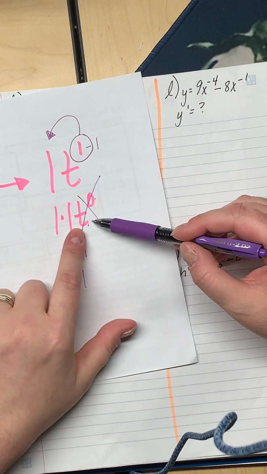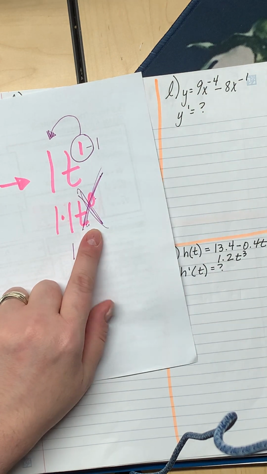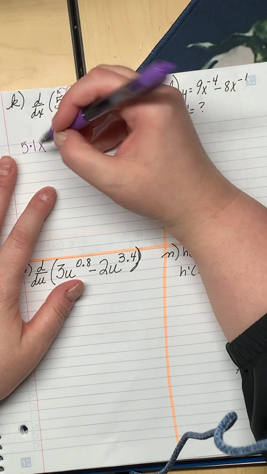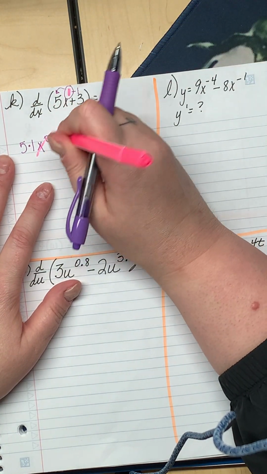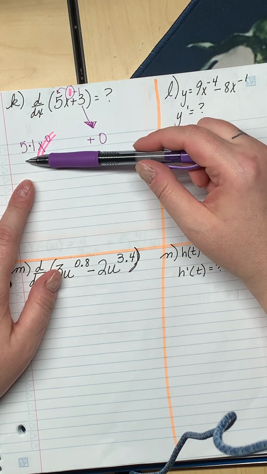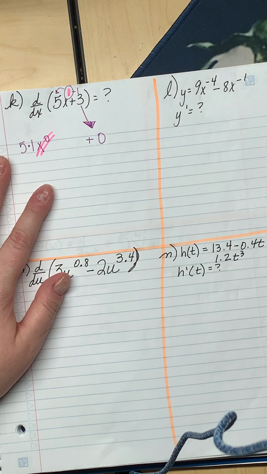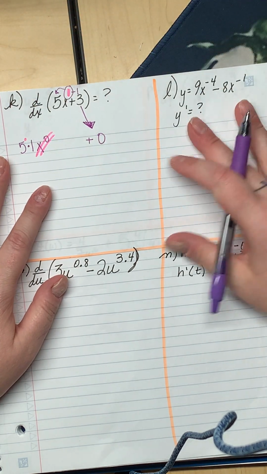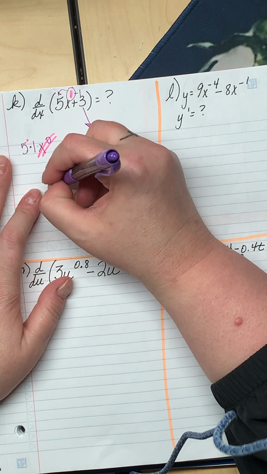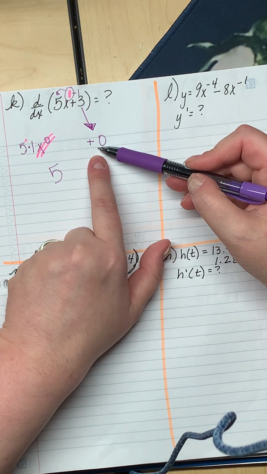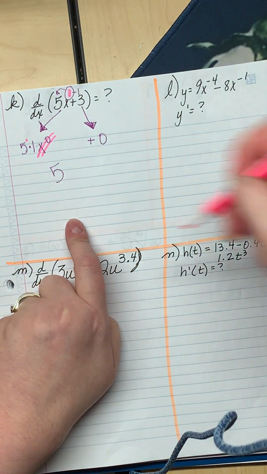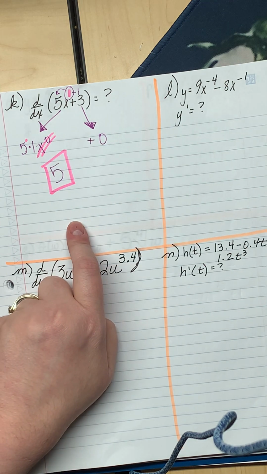And it ends up just going away. Okay, so anything to the 0 power just goes away. So this x to the 0 is gonna go away. But not the 5, because the 5 has an exponent. It's like a little pretend baby 1. Anyway, so all we have left is 5 times 1. 5. Then the plus 0, that doesn't affect me. So my derivative or my slope is just 5.